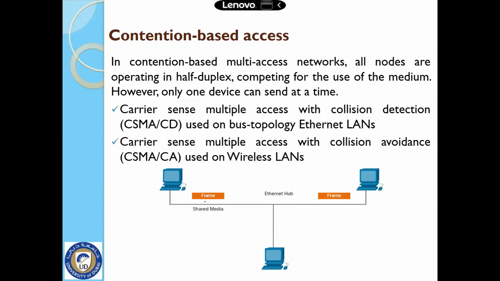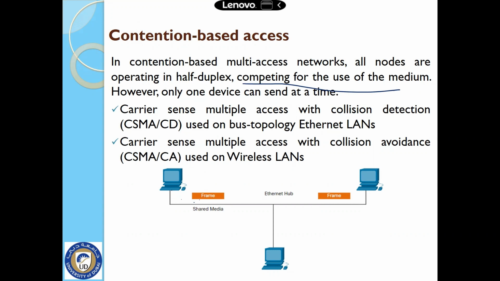So in a contention-based multi-access network, all nodes are in half duplex mode and they are competing, and that's why it's called contention. It's like contenders. There are hosts competing to use the medium. However, only one device can send at a time. So pretty much like this. Once this device has the frame, that's it. This one won the challenge, and it's the one that can send data.